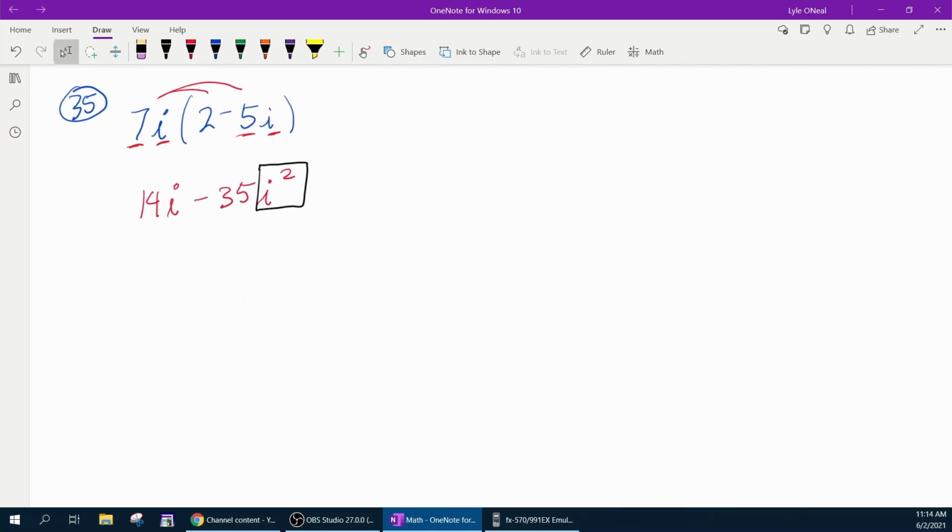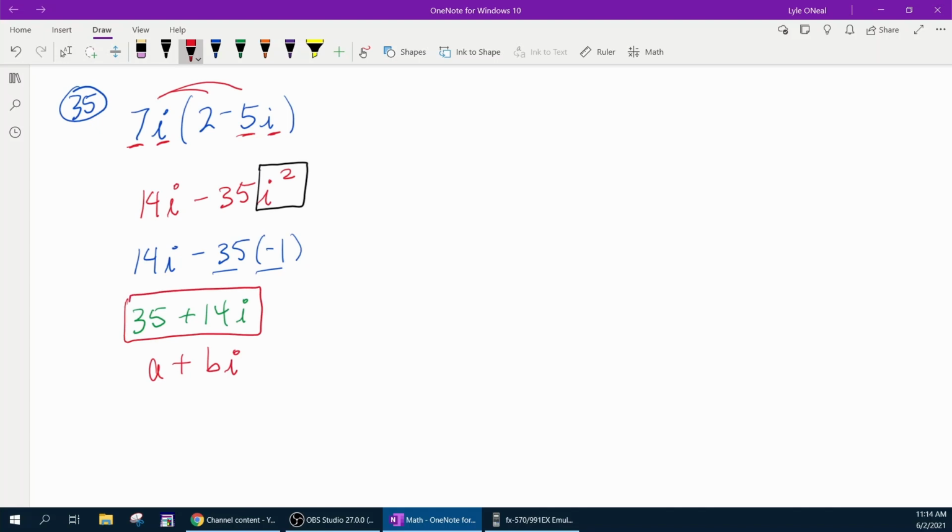And so coming back to our example, we can now see this is going to be 14i minus 35 times i squared, again, is negative 1. And then we're going to multiply these together. So a negative times a negative makes a positive 35. And the plus 14i goes at the back. And the reason for that is because the answer needs to be in standard form, a plus bi. Our answer always needs to be in standard form. And that's going to do it for number 35.